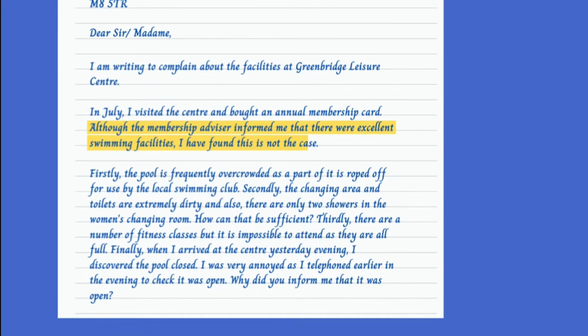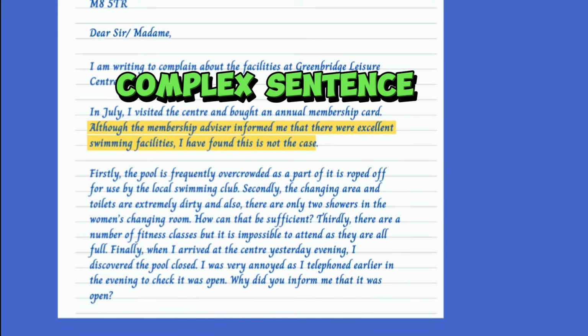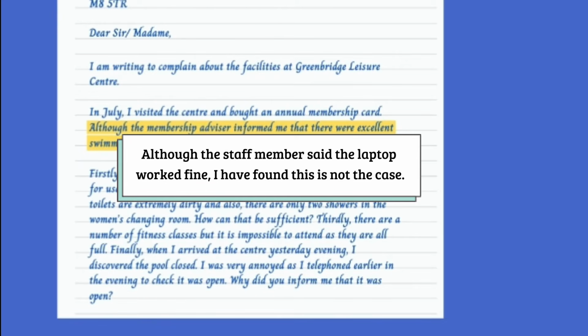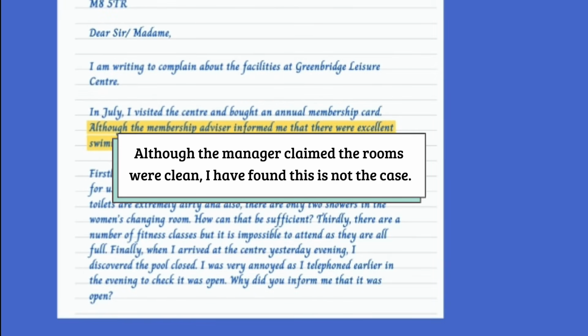Although the membership advisor informed me that there were excellent swimming facilities, I found this is not the case. Now, this is a complex sentence you can use with although, and you can use the same form to come up with different types of your own complex sentences, depending on the different questions that may come up in the exam. For example, although the staff member said the laptop worked fine, I have found this is not the case. Although the manager claimed the rooms were clean, I found this is not the case.